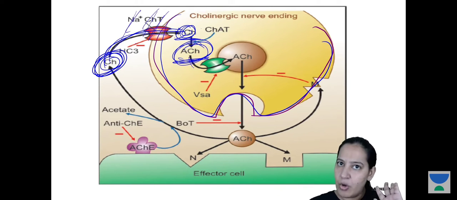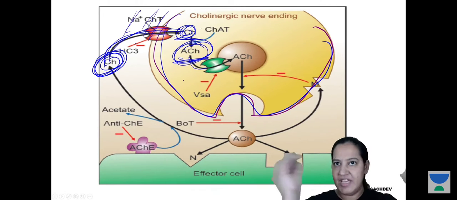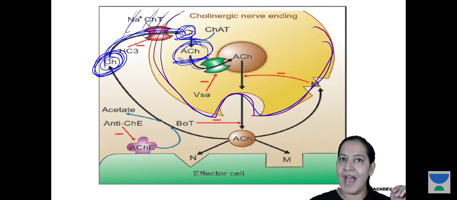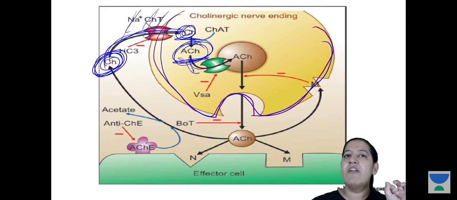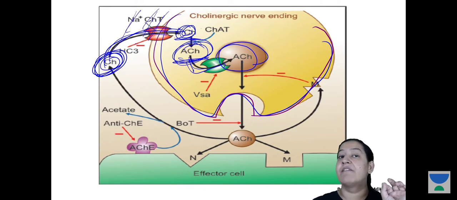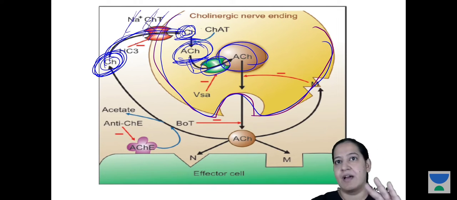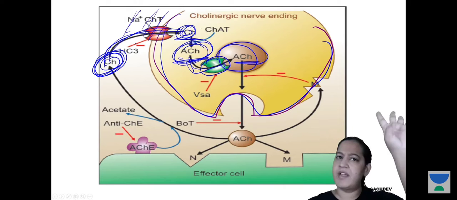This acetylcholine will go. This is the axoplasm. The yellow color is the axoplasm. It is not present in the axoplasm as a free chemical. It will move inside the synaptic vesicle via another pump. The name of this pump is vesicular pump, because it is going inside the synaptic vesicle and it will be stored there for a longer time.